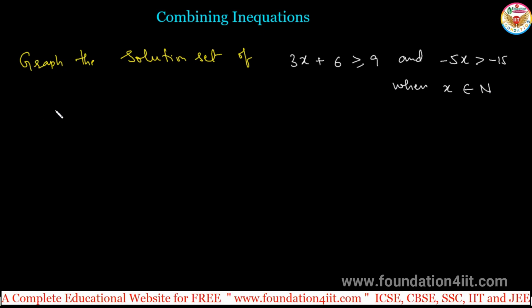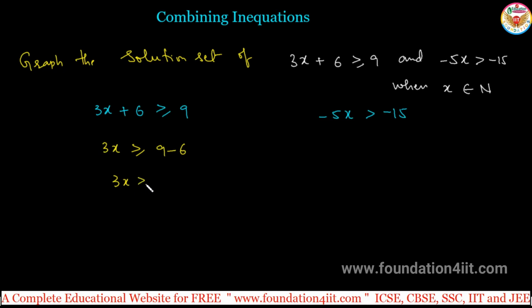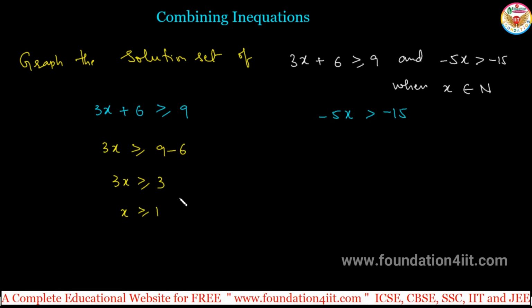Okay, so the first one, 3x plus 6 greater than or equal to 9, and the second one is minus 5x greater than minus 15. In the first one, 3x is greater than or equal to 9 minus 6. Transposing, 3x is greater than or equal to 3. Dividing both sides by 3, x is greater than or equal to 1. Let that be the first one.